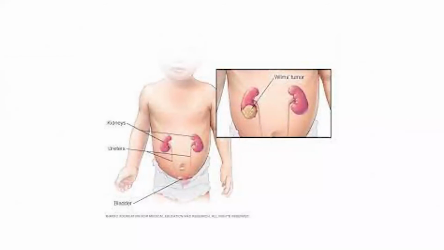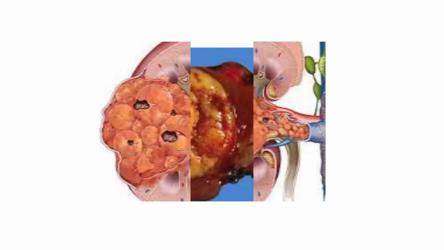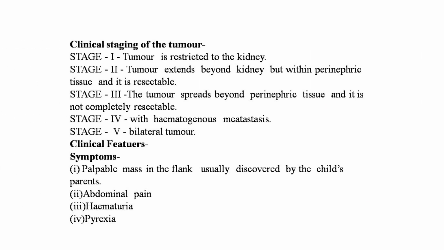Dear friends, here is the image showing the Wilms tumor, that is the nephroblastoma. This is the typical clear animated picture of the Wilms tumor, nephroblastoma of the kidney. Now the clinical staging of the tumor.